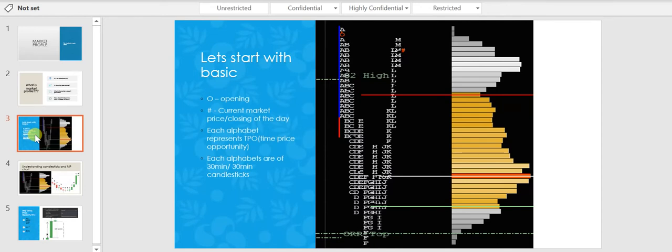So what exactly are these A prints, B prints, and C prints? Basically, if you see the candlesticks, the A print is of 30 minutes. In our candlesticks, a 30-minute candle is the A print, the next 30-minute candle is the B print, and the third 30-minute candle is the C print. So basically these prints are nothing but our 30-minute candles in the candlesticks.